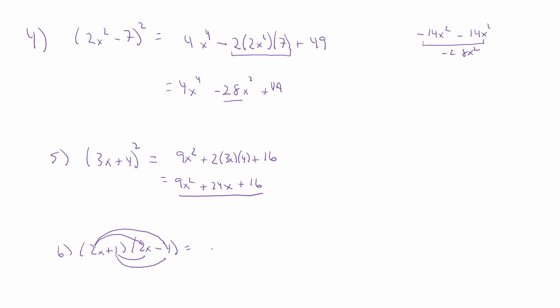So 2x times 2x is going to be 4x squared. 2x times minus 4 is going to be minus 8x. 1 times 2x is 2x, and 1 times minus 4 is minus 4. So we have 4x squared minus 6x minus 4, and then that will be our solution to this binomial times this binomial. All right, so that's all the examples I have for 7.5, and hopefully that will help you.